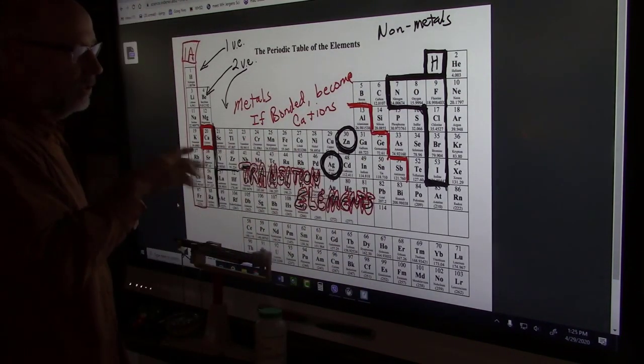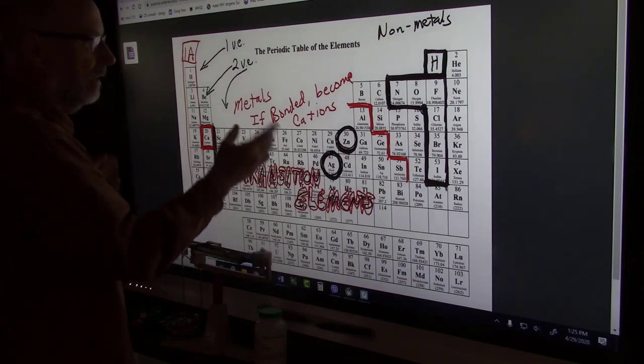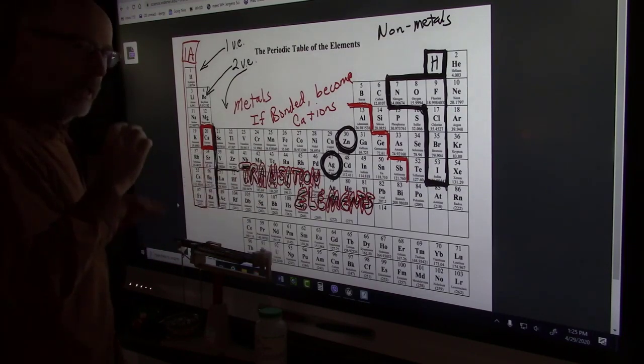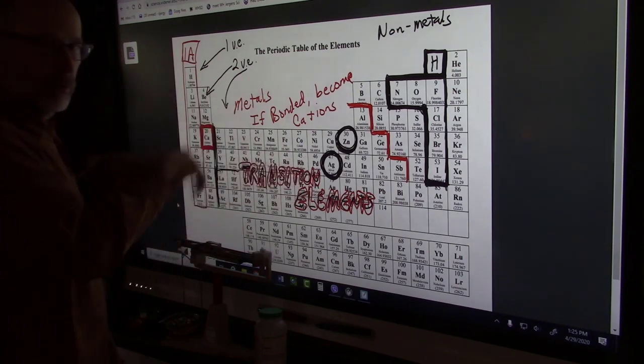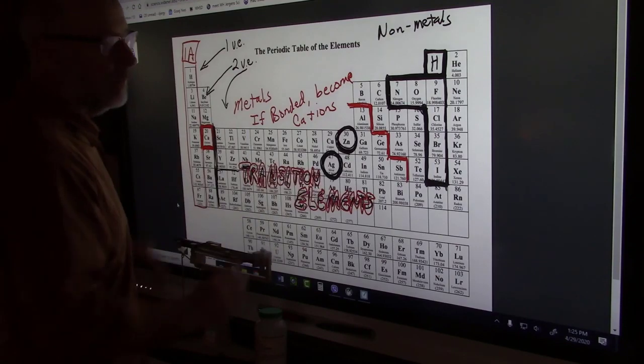Metals, if they're sitting there just on their own, they have a charge of 0. Like Fe, iron, with a charge of 0, cobalt, nickel. If these things get bonded, they'll tend to throw away electrons. Electrons have a negative charge. Throw away negatives, what's left behind is positive, cations.